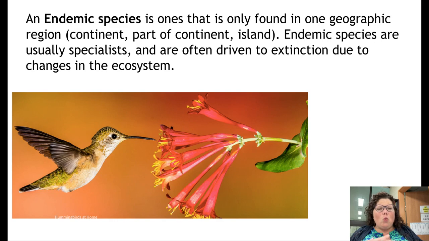Endemic species are ones that are only found in one geographic location. So this could be a continent, part of a continent. Most of the time it's islands, and they're often specialists. Unfortunately, they're normally driven to extinction because invasive generalists come in and they change that ecosystem. Great examples of this are koalas and panda bears, which are so endemic to that region because of the specific ecosystem that exists.